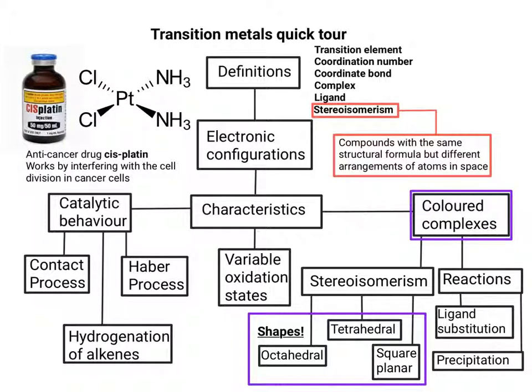What you'll need to be able to say is that it works by interfering with the cell division in cancer cells, therefore killing them. Basically you've got a platinum central metal ion. Platinum is 2+, and you've got 2 chlorides, each one 1-, so therefore it's neutral overall. And the arrangement is that the chlorides are at 90 degrees to each other, and the NH3s, the ammonia ligands, are at 90 degrees to each other.